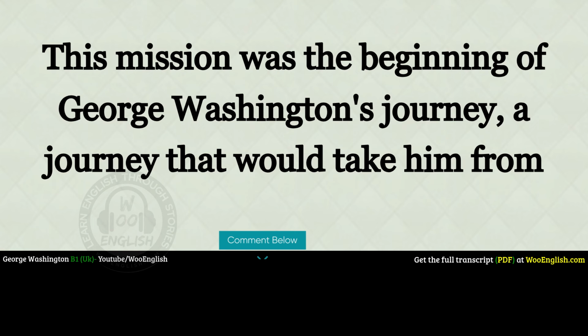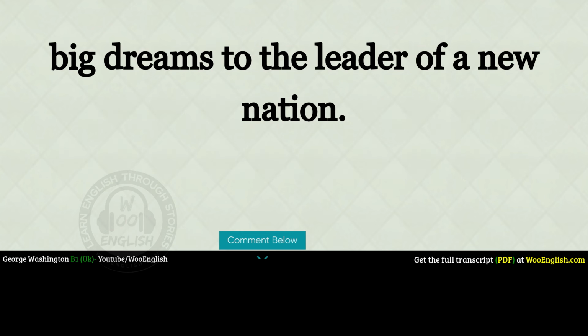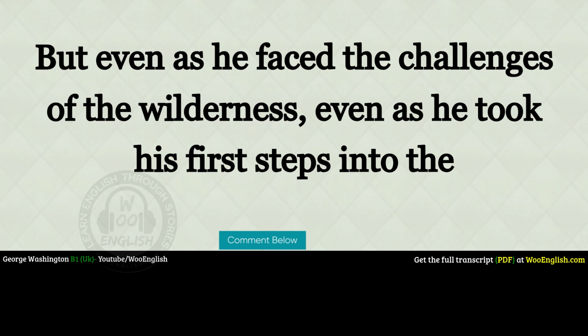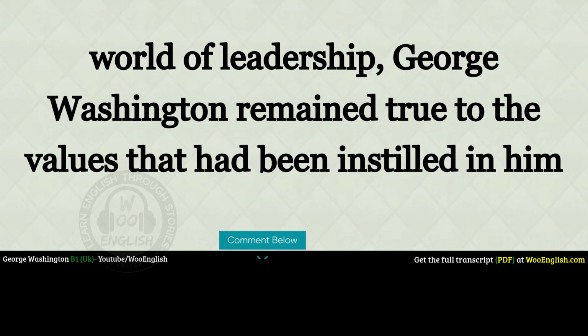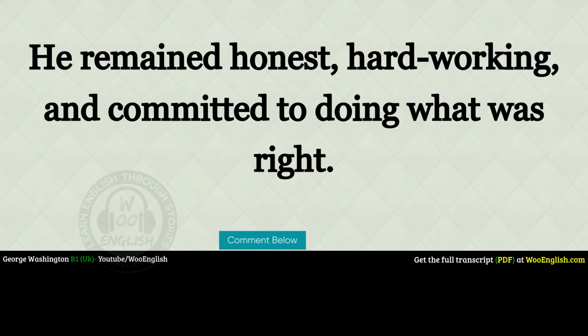This mission was the beginning of George Washington's journey, a journey that would take him from the quiet fields of Virginia to the battlefields of the American Revolution, from a young boy with big dreams to the leader of a new nation. But even as he faced the challenges of the wilderness, even as he took his first steps into the world of leadership, George Washington remained true to the values that had been instilled in him as a child. He remained honest, hardworking, and committed to doing what was right.